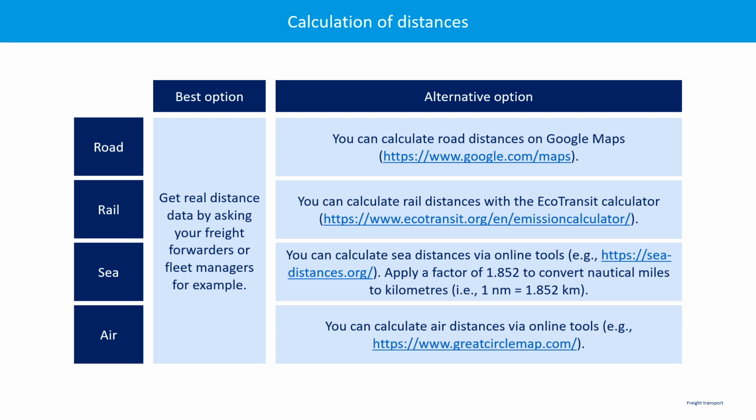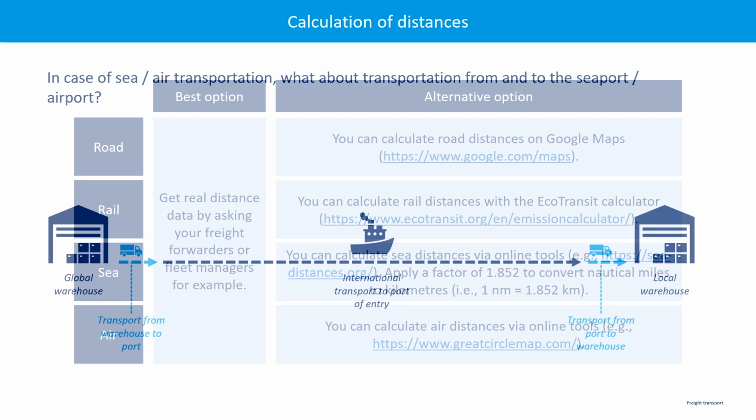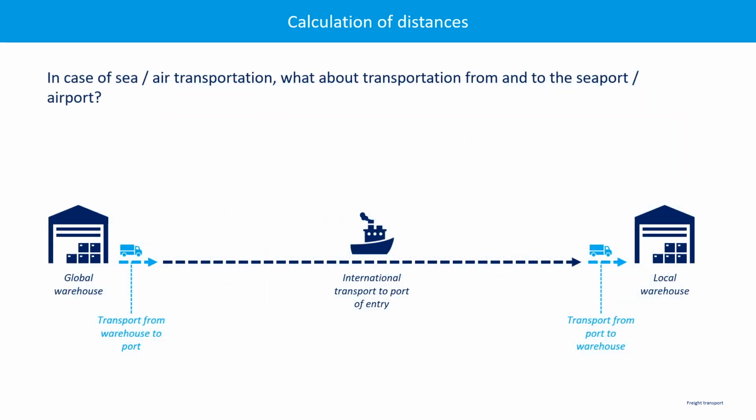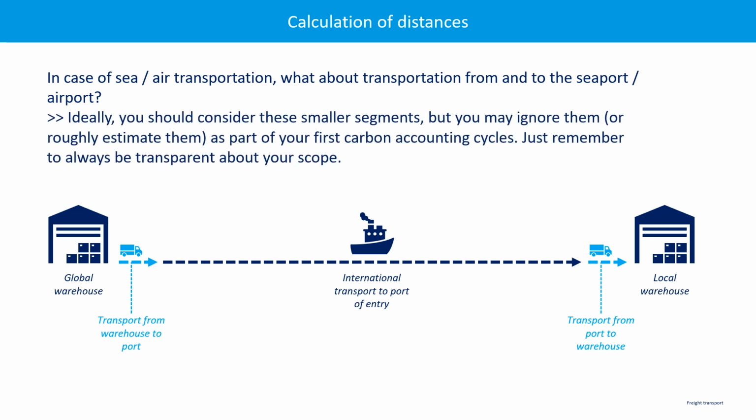Lastly, for air transport, you can also calculate air distances via online tools. And again, there's one example here on the screen. In case of sea or air transport, you may have some smaller transport segments by truck to go from and to the seaports or airports. So what about these? Ideally, you should consider these smaller segments, but as these are most often relatively small, it is okay if you exclude them, especially if you're just starting with carbon accounting.